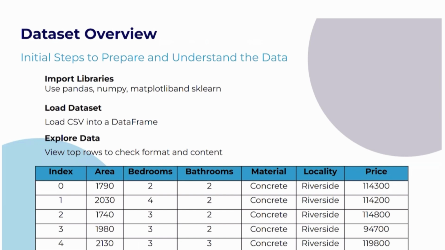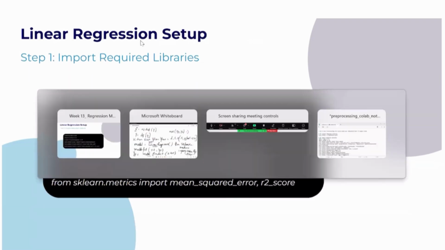This is basically the data which you are going to work on. Today I'm going to have the index of the rows as 0, 1, 2, 3, 4. Area of a house, number of bedrooms, number of bathrooms, type of material, locality, and then we need to predict price. That's it. So let's have a notebook.